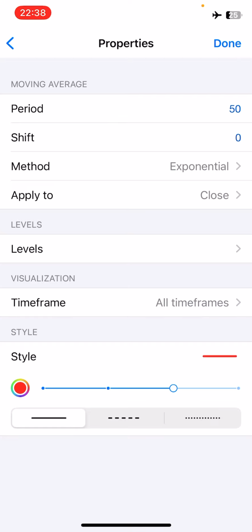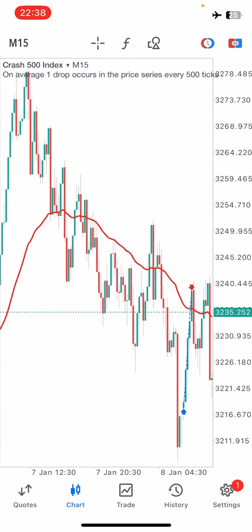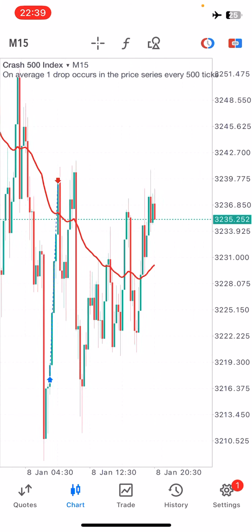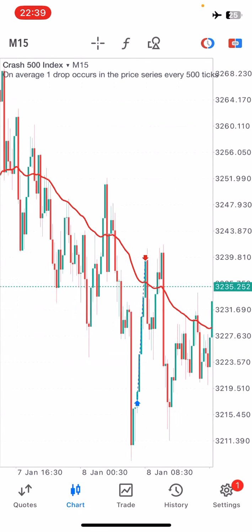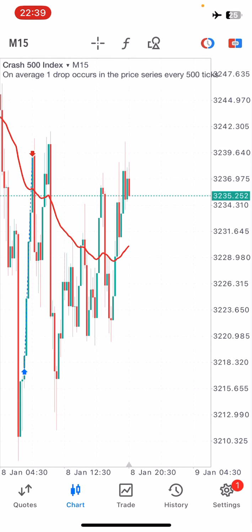Okay, and then styling, here is where you really have to pay attention and try and use the same colors that I'm using throughout this video so that you do not get confused when I start to refer back to these colors. On your style, we're going to be using the red color for this first exponential moving average of period 50. So if I click done, we should be able to see a red line running across our charts, which is right there, as you can see, and this is our first indicator.